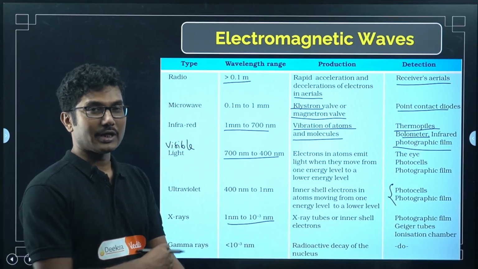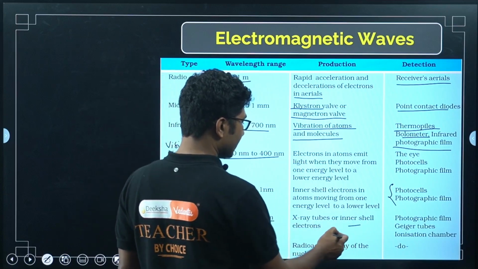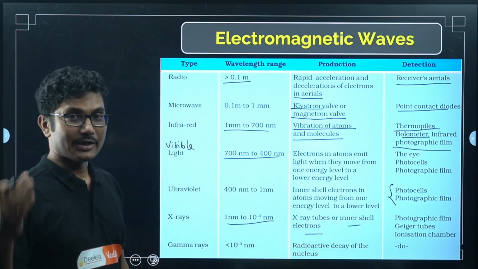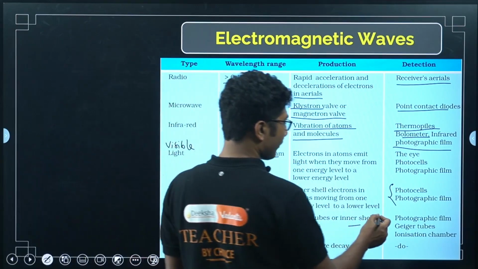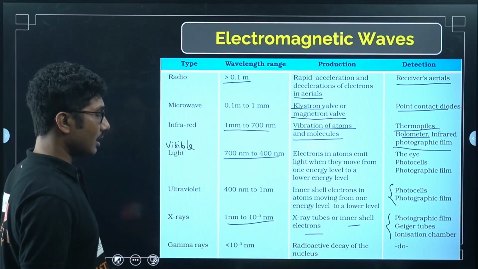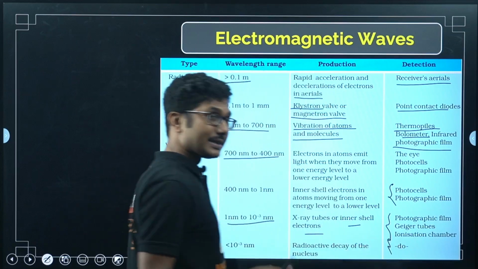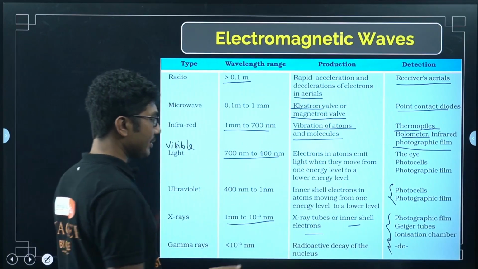That's why they can penetrate our skin and photograph the bones, right? For inner shell transitions, there is a special mechanism called X-ray tubes that can produce X-rays. Photographic film, Geiger tubes, and ionization chambers can all detect X-rays. They can also detect gamma rays. Gamma rays are generally produced by radioactive decay of the nucleus.